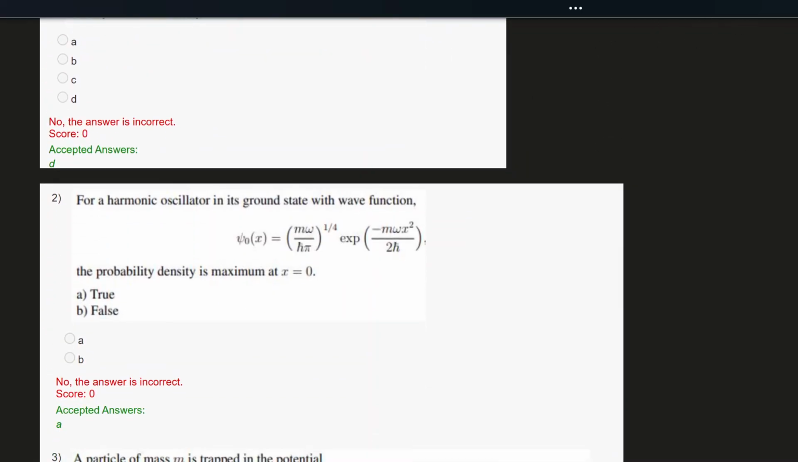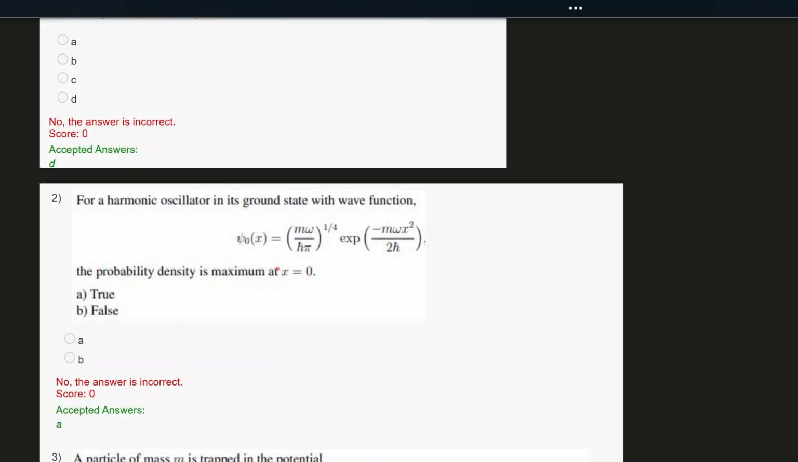Now for question 2, for a harmonic oscillator in a ground state with wave function psi naught of x, this is a known wave function if you have solved the harmonic oscillator problem of quantum mechanics. So this is the generically known form of how the functional form will look like.